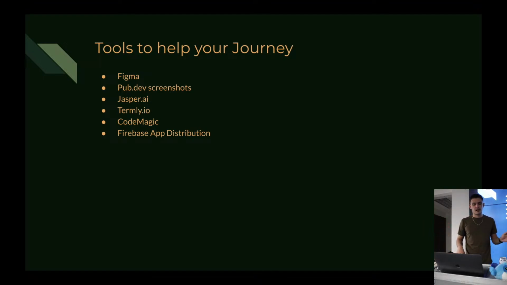Some other tools that I personally use are Jasper.ai. I'm sure you've heard about some of these copywriting AIs. You have 4,000 characters to write an app description. I haven't written an essay since like high school, so I'm going to use an AI to help me write my app description, and it's pretty impressive stuff if you haven't messed around with it before.